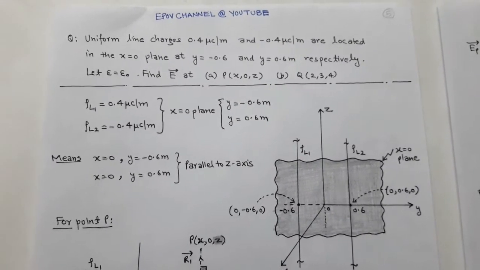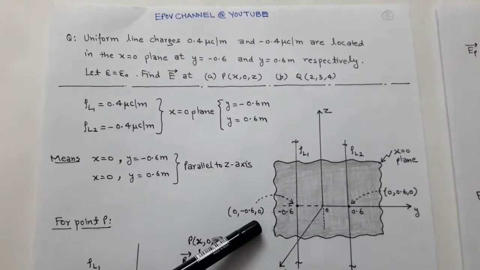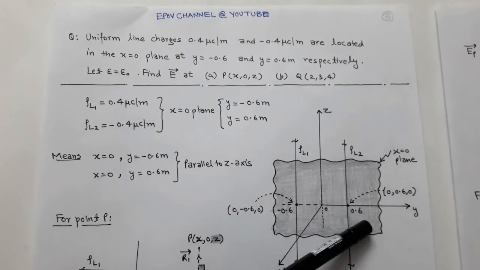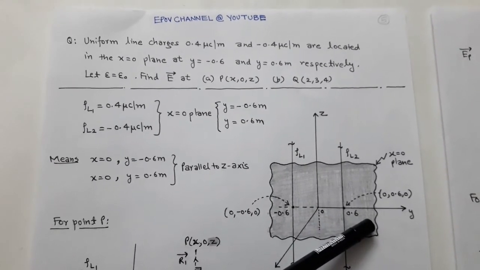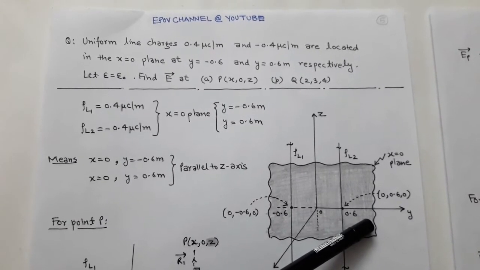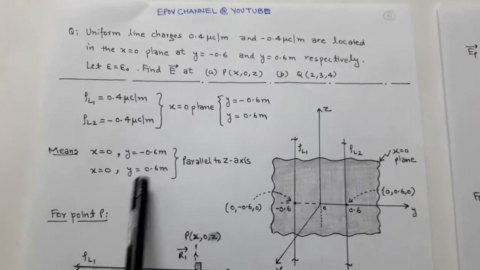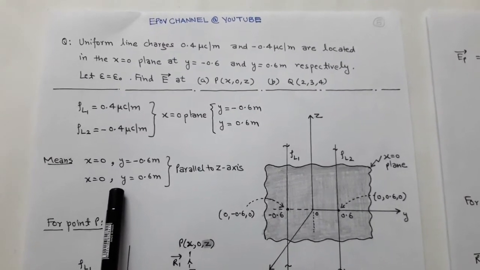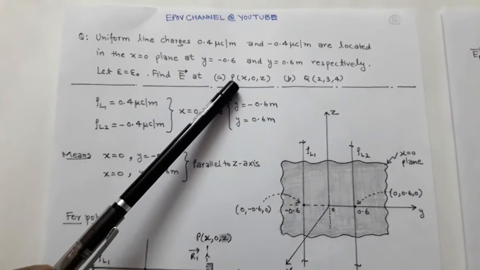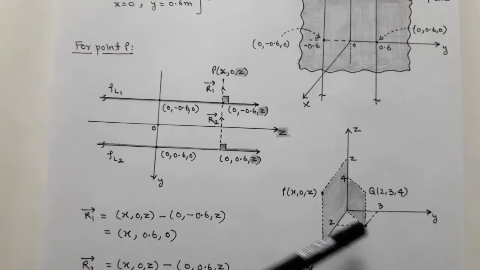that are parallel to the z-axis and passing through these two given points. So the coordinates on the left side of this z-axis are 0, minus 0.6, 0, and on the positive side the coordinates are 0, 0.6 and 0. Both line charges are situated on x equals to 0 plane, means parallel to z-axis, because x and y coordinates are given only. Now we have to determine the electric field at point P. Here point P is x, 0, z. Here y is 0.